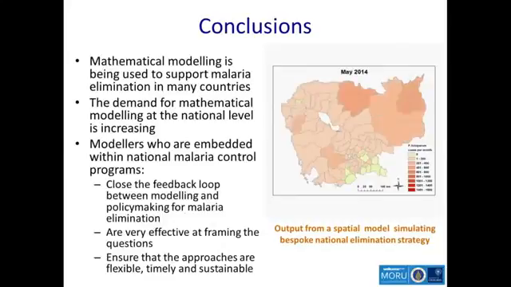To conclude, mathematical modelling is being used, and the demand is increasing for models to support malaria elimination. And I think we can meet that demand by training modellers who will be embedded in their national malaria control programmes.